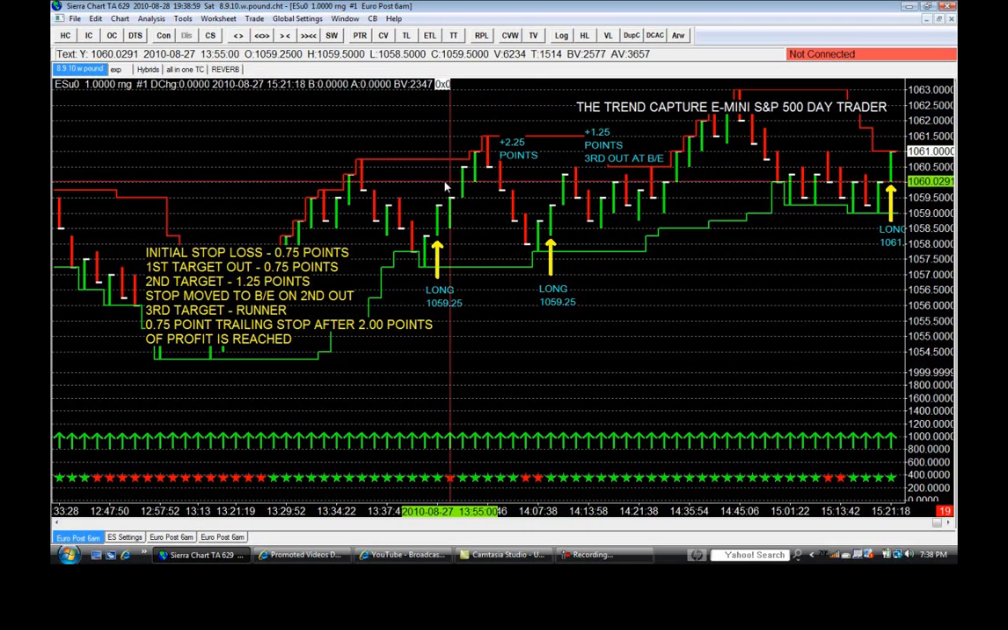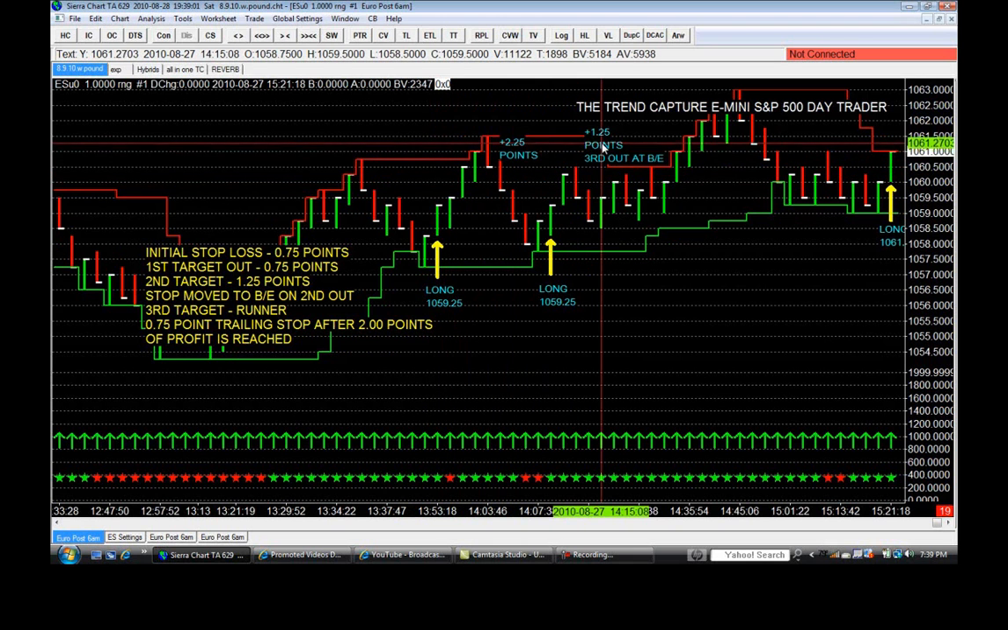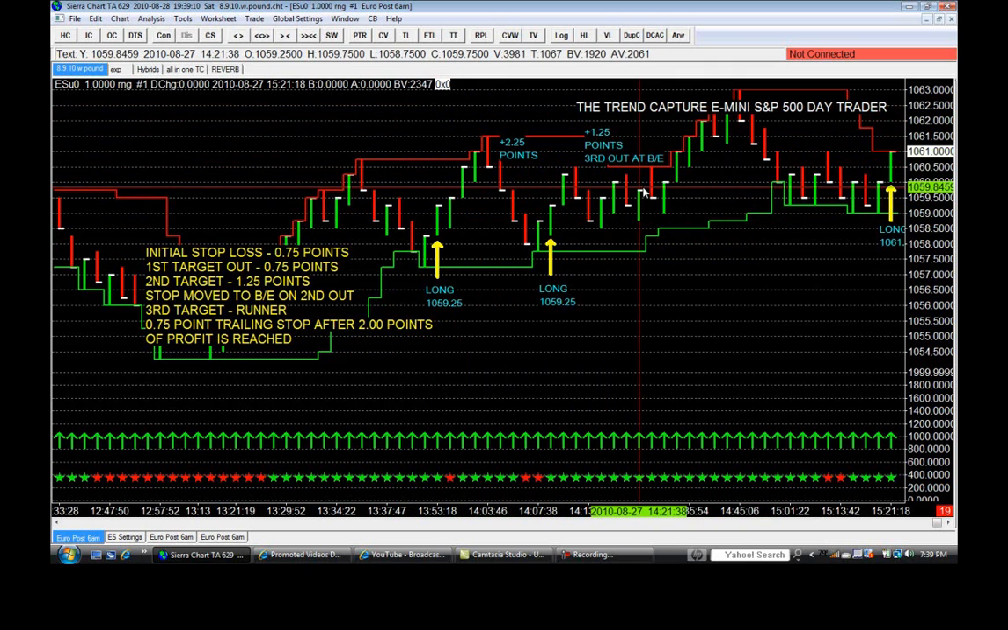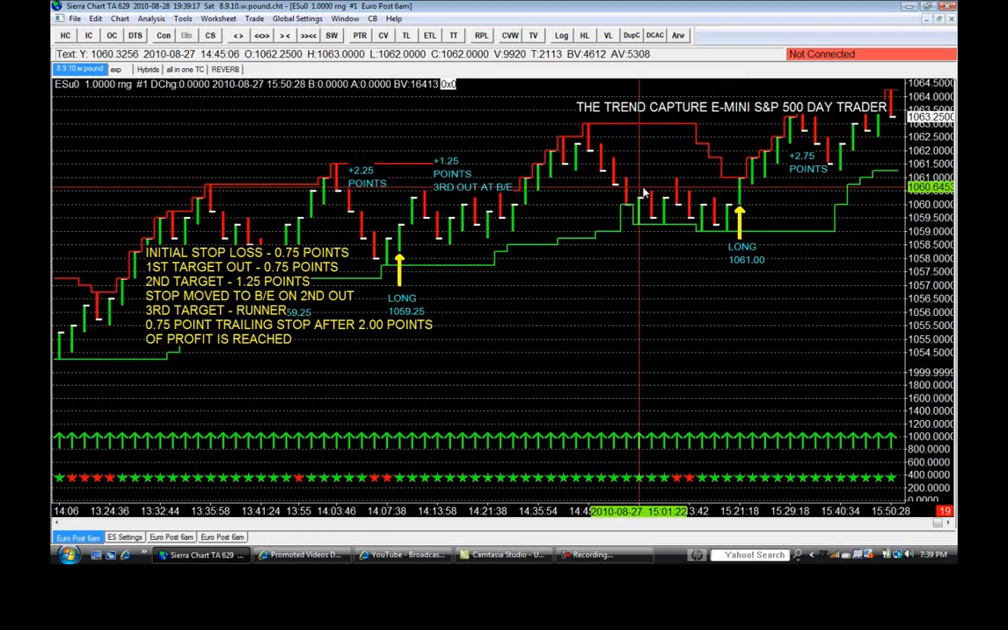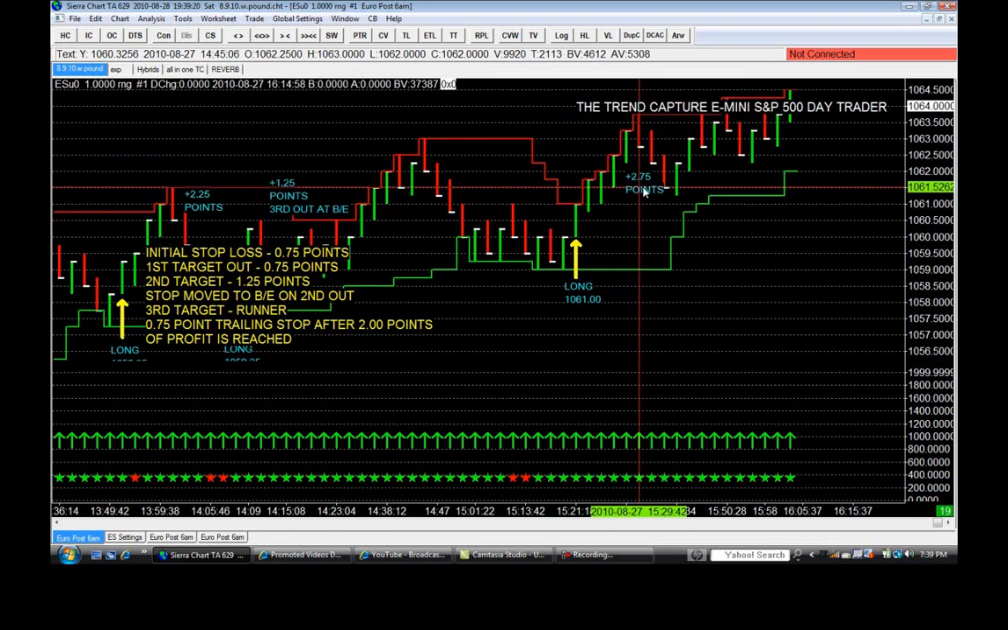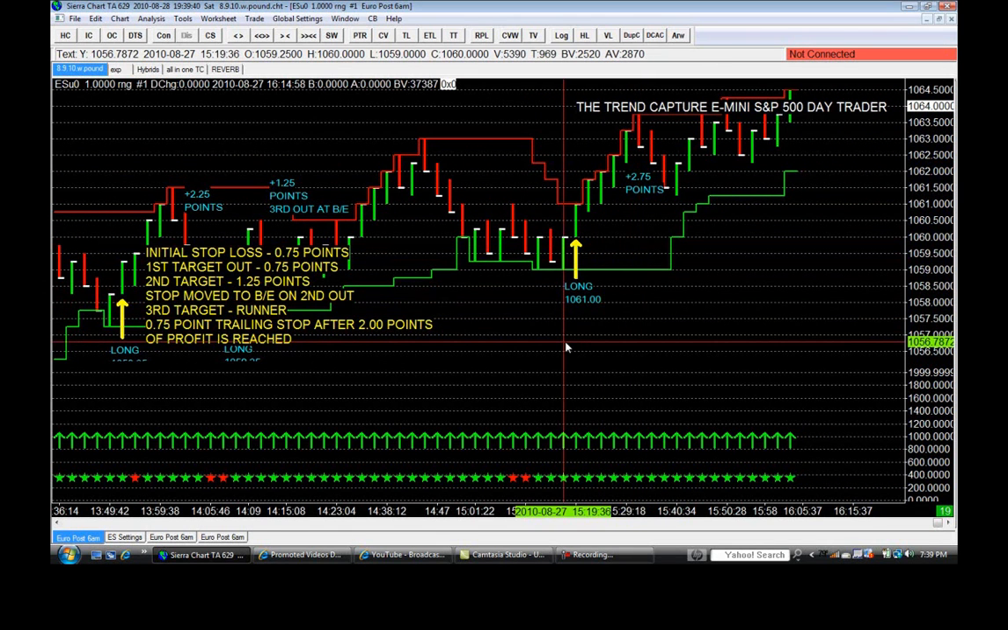We have 2 more longs here. One for 2.25, the other for 1.25, and the third ultimately was stopped out at break even. And as you can see, once again, it did move higher. But we walked away with 2 of our profit targets and the last one at break even, so I'm certainly not going to be complaining. And the last trade of the day came at 3:20 p.m. Eastern Time. It was long at 10.61, and from your entry to the high was 2.75 points. So 3 stop outs and some really good trades.